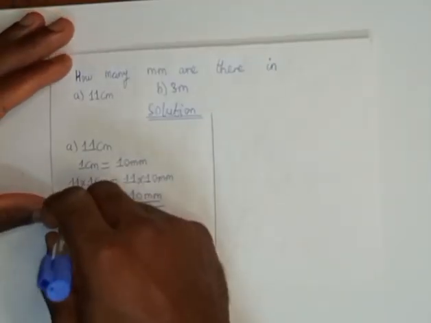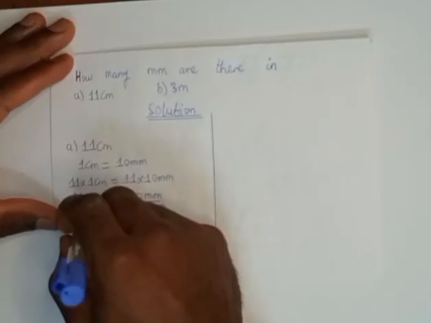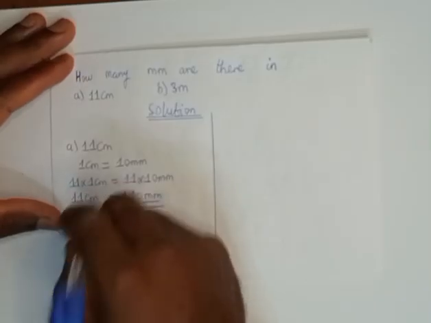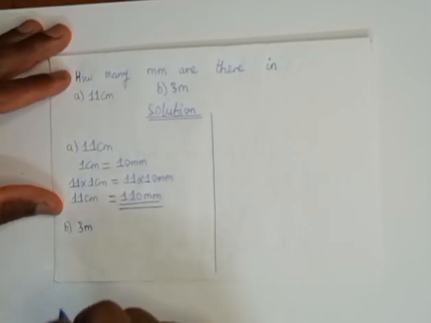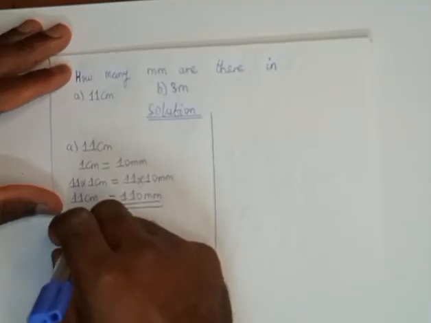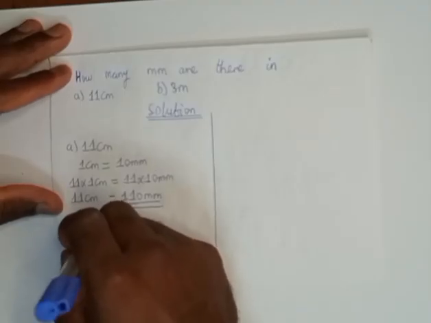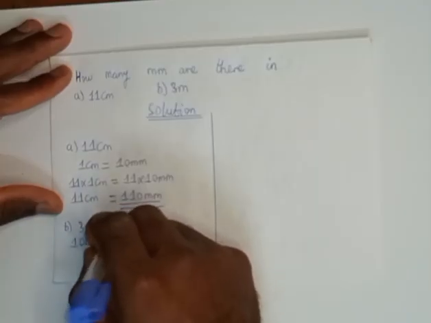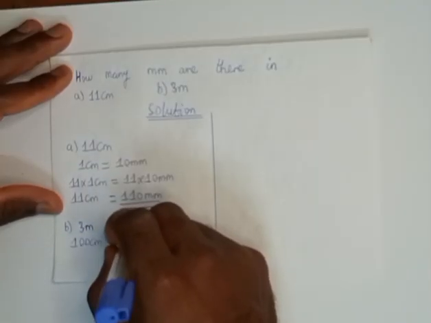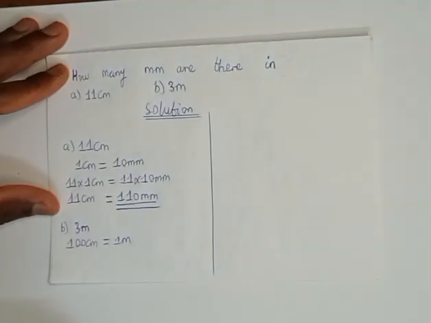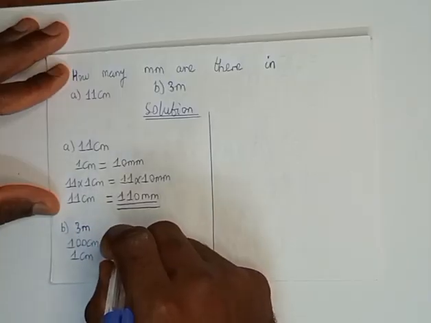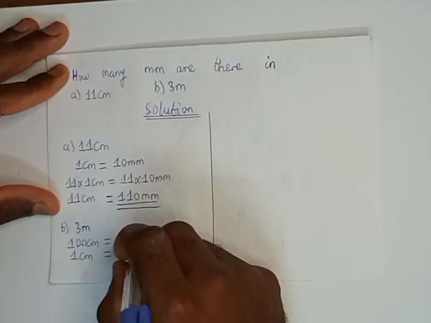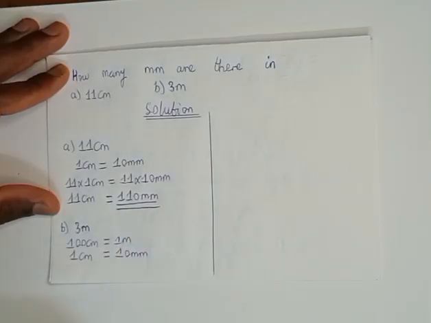For question B, we have 3 meters. We have to convert 3 meters to millimeters. We are going to start by writing this down. We know 100 centimeters is equal to 1 meter. 1 centimeter is simply equal to 10 millimeters.